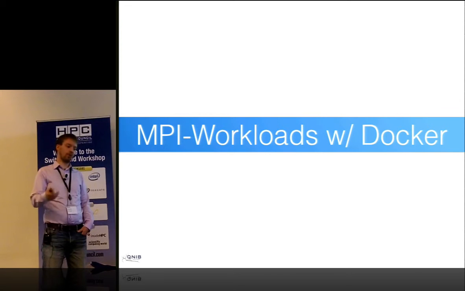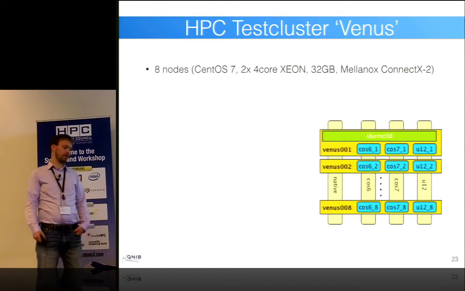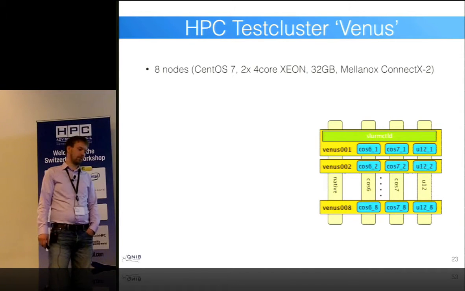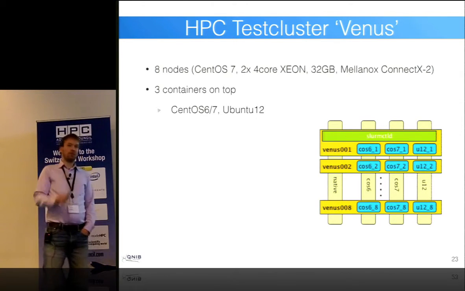After working on the service side of HPC, I figured that it would be nice to see how MPI workloads run within Docker. I presented this last year in November in the China workshop of the HPC Advisory Council. Just a quick overview: I got access to an 8-node cluster from the HPC Advisory Council called Venus. It had CentOS 7 installed, dual-socket quad-core Xeons with 32 gigabytes and ConnectX-2 network cards.